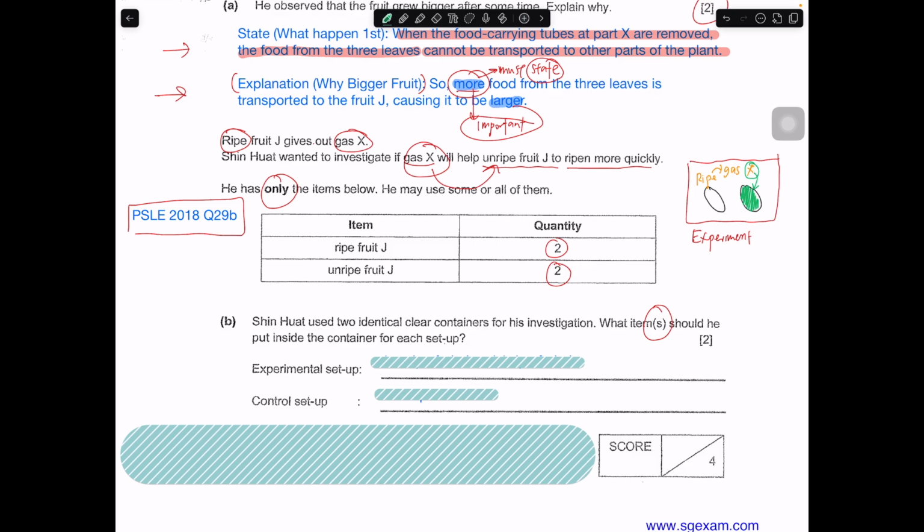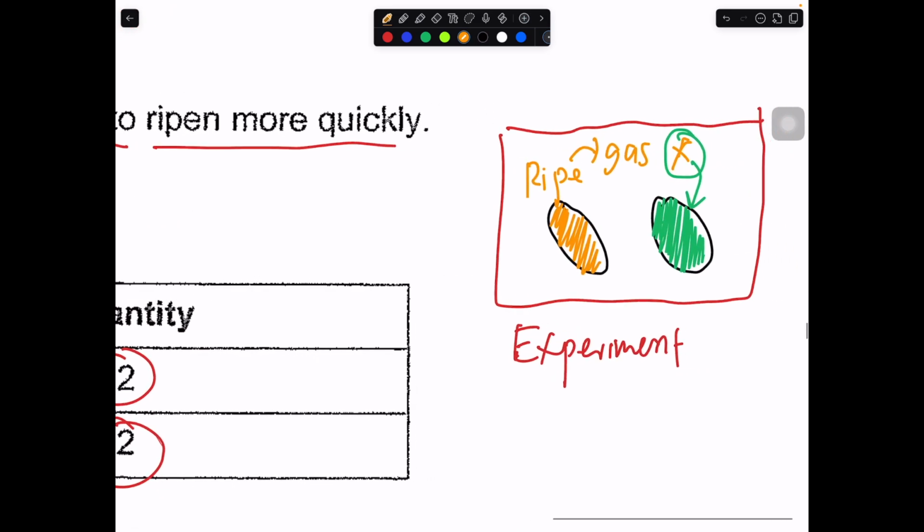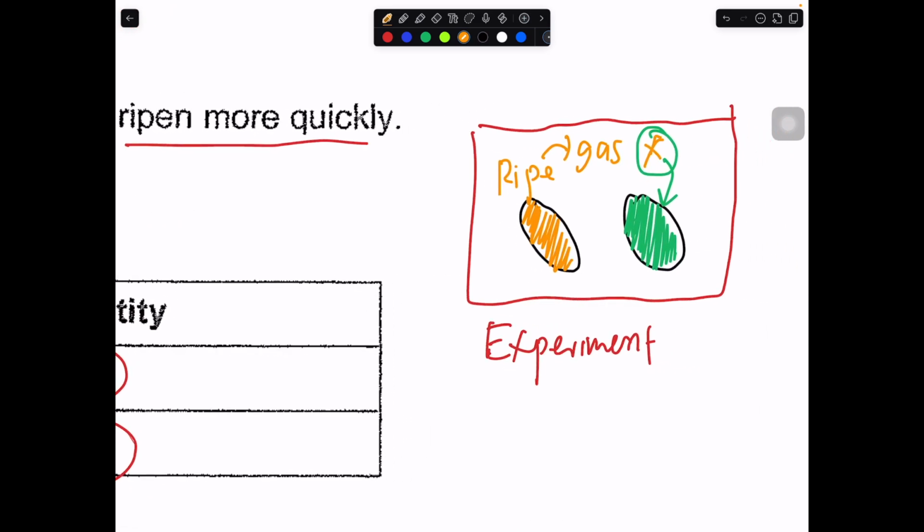In this case, one of the possible fruits we are looking at is actually banana. When banana is unripe, it's green. When it's ripe, it's yellow. So I'm just going to put it this way. The yellow shaded fruit over here represents the ripe fruit, which is the ripe banana. If you put it next to the unripe banana, it will give out gas X, and this gas X will come in contact with the unripe fruit J, or unripe banana, and cause it to ripen faster. This is what we are trying to find out.